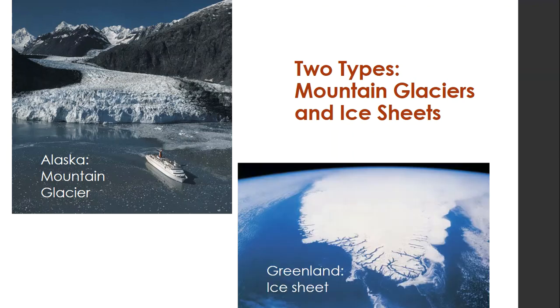And the next type is an ice sheet, which is going to form at a very, very high latitude. So Greenland is an ice sheet, right? You have the snow accumulating in the center of that landmass and pushing out towards the sides.